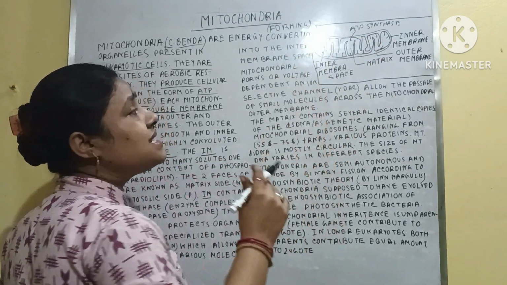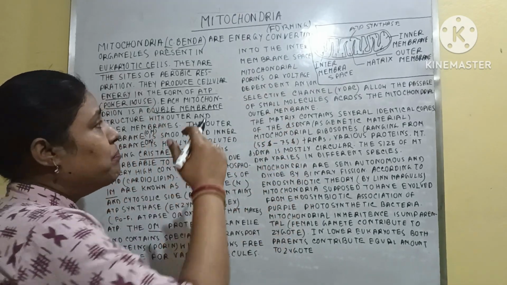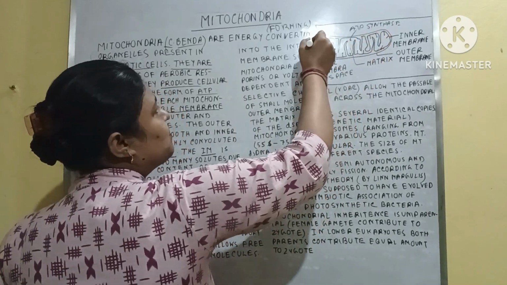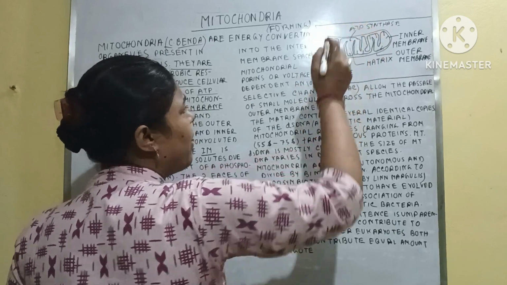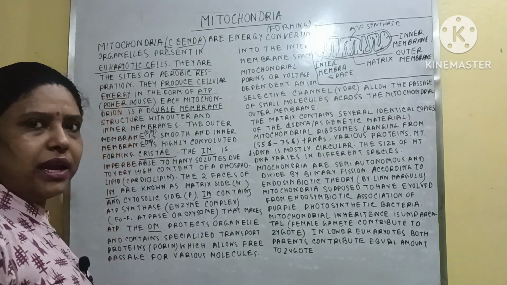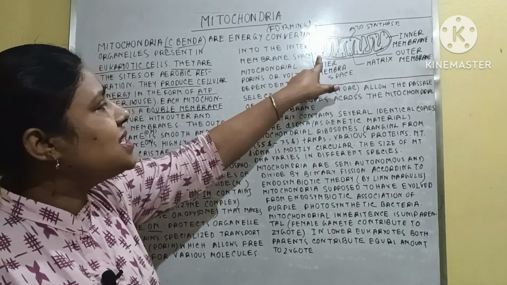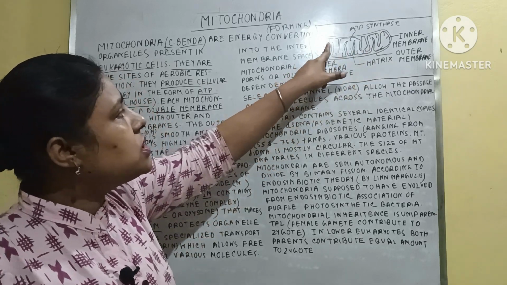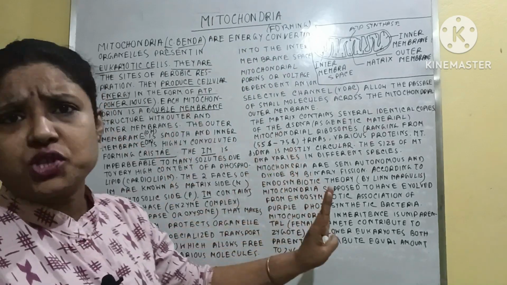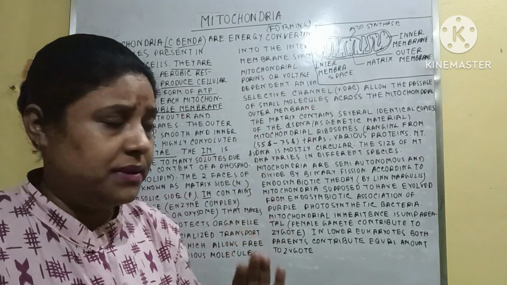You can see the inner membrane as a convoluted structure, and by this convolution some irregular shapes are found, and that's why these are called the cristae. So this convoluted part of the inner membrane, a rough structure formed within the mitochondria, is known as cristae.